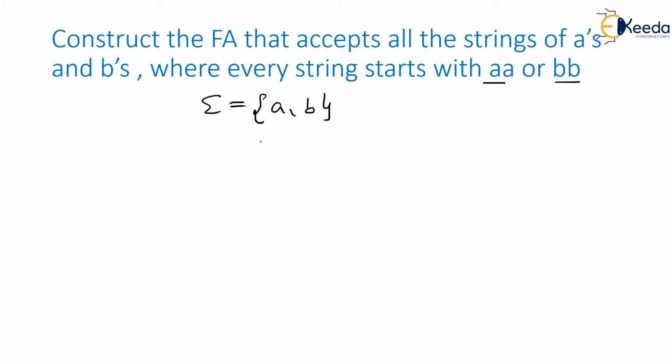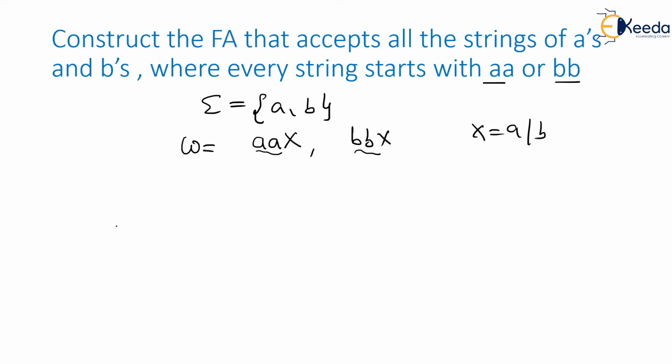We need to construct the FA accepting all the strings from the language in which every string should start with AA or BB. Suppose I take W equal to AA followed by X or BB followed by X. What is the X here? Either it could be A or B. Any number of A's, any number of B's can follow. The starting must be AA or BB.